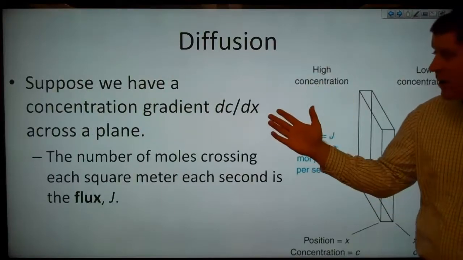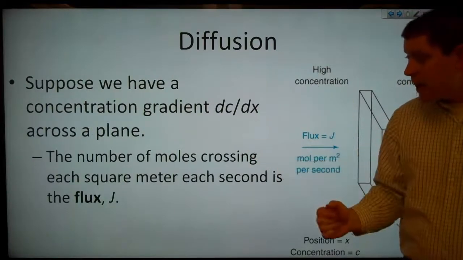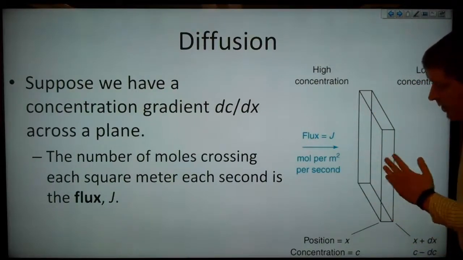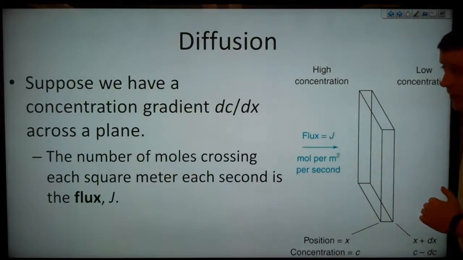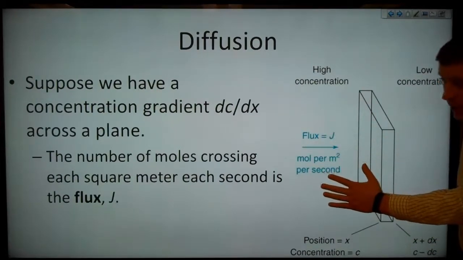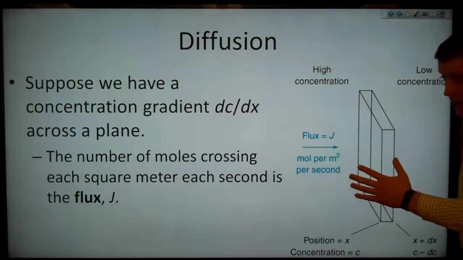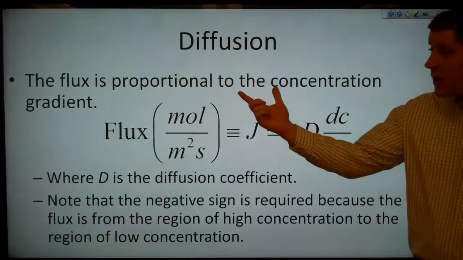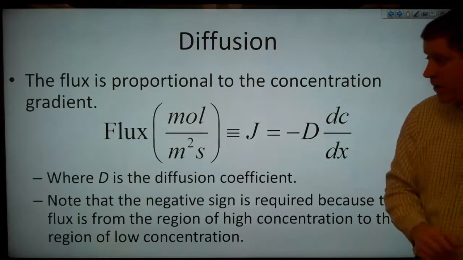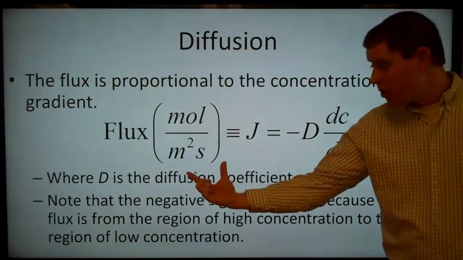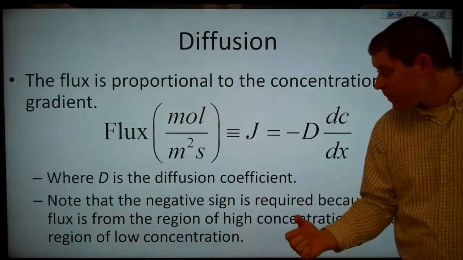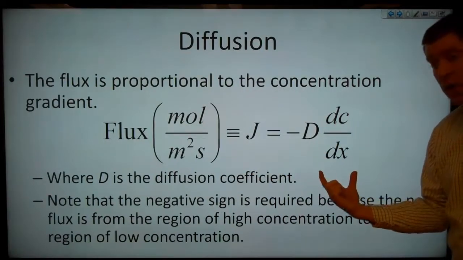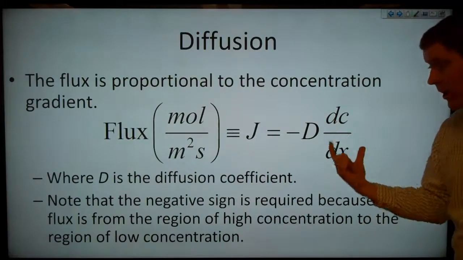Now suppose we have a concentration gradient dc/dx across some plane. So we've got some plane here, and across that plane we've got our concentration gradient dc/dx. The number of molecules crossing each square meter each second is the flux, which we've symbolized with a J. That flux is proportional to the concentration gradient. So flux, measured in moles per square meter per second, is defined to be J, which equals minus D times dc over dx. So it's proportional to our concentration gradient here.